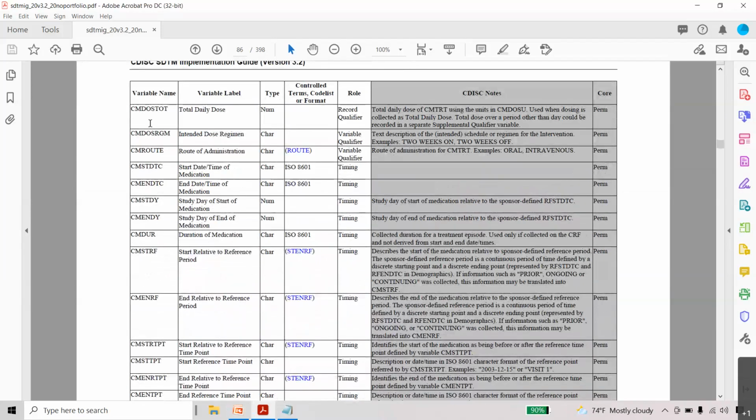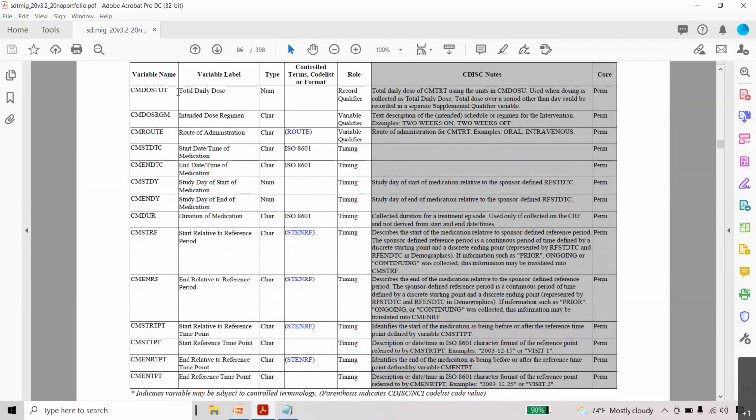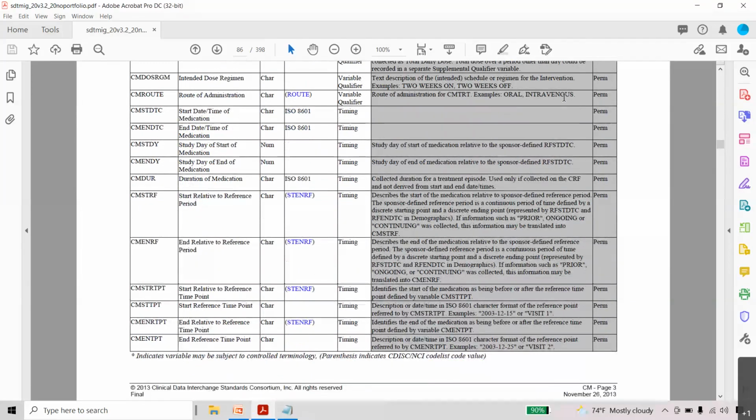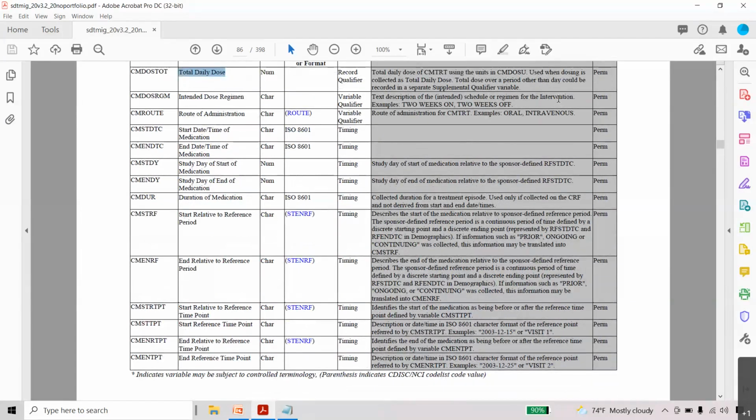Next one is the CM dose total. CM dose total means the total daily dose. How much quantity the subject is taking, that information we can see in the CM dose total. This is also a permissible variable.